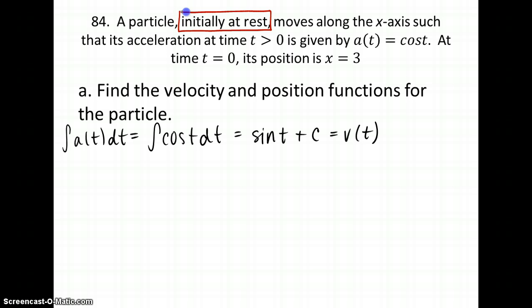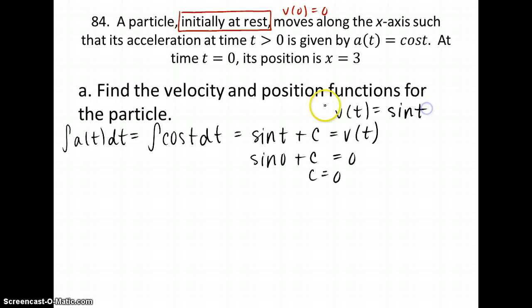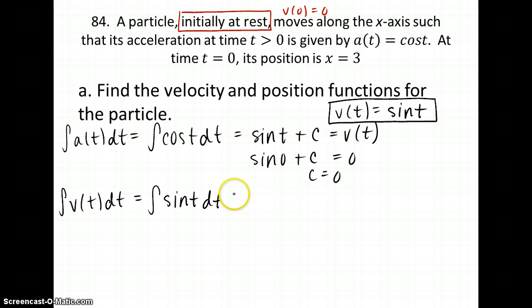The particle is initially at rest, so that means the initial velocity is 0. So sine of 0 plus c is equal to 0. Sine of 0 is 0, therefore c is equal to 0. So the velocity function is just sine of t. So now the integral of the velocity function, the integral of the sine function is negative cosine of t, because what's the derivative of negative cosine? Positive sine. This is the general solution for the position function.